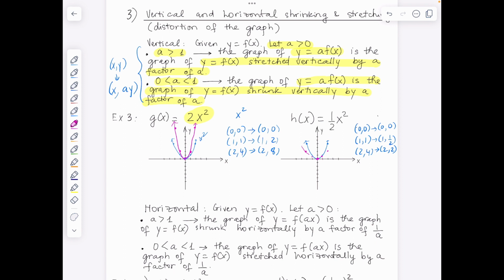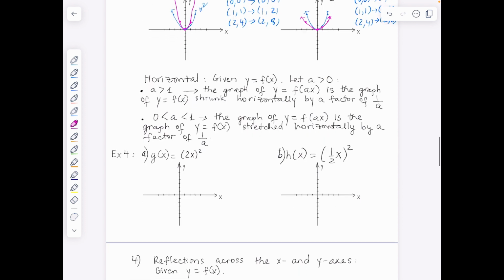And just connect these. We have this parabola. So looking at it in the vertical direction, as you can see, it has been compressed, so it's become wider on the sides. Next up, we have horizontal stretching and shrinking.